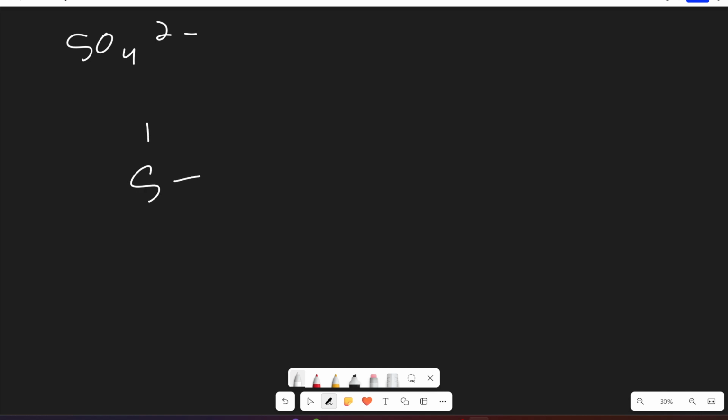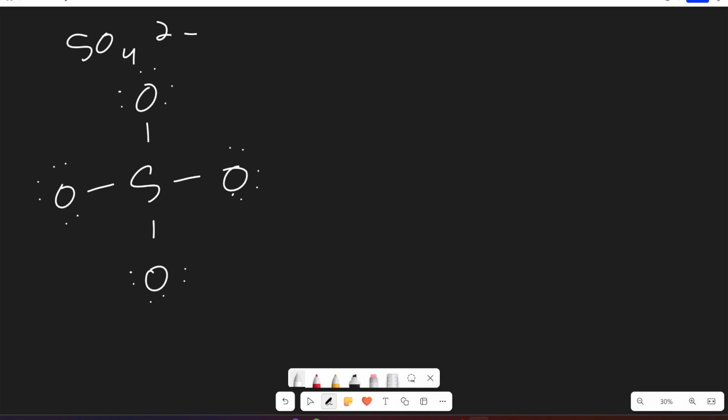Let's say I can draw SO4 2-. I can draw it in multiple ways. I can draw it like this. I can draw it like this. Let me just draw this Lewis structure real quick. Okay, there's one Lewis structure I can do.